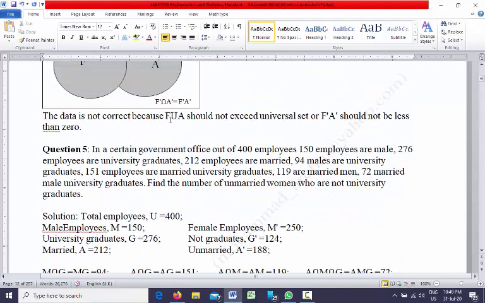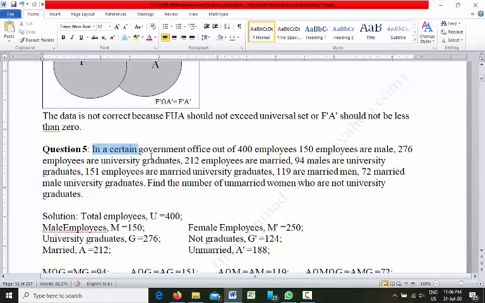The data is not correct because F union A should not exceed the universal set, or F prime A prime should not be less than 0. That's the answer to question number 4. Question number 5.